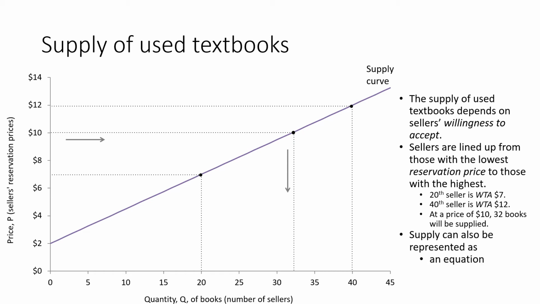Supply can also be represented as an equation. In this case, for the willingness to accept, when Q equals 0, the willingness to accept is 2. And when Q equals 20, for example, the willingness to accept would be 7, which is 2 plus 1/4 of 20, 2 plus 5, that equals 7. You could also represent this as a table, although I don't have space to show you that in this particular slide.